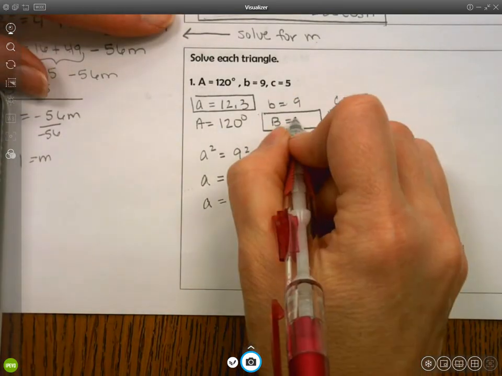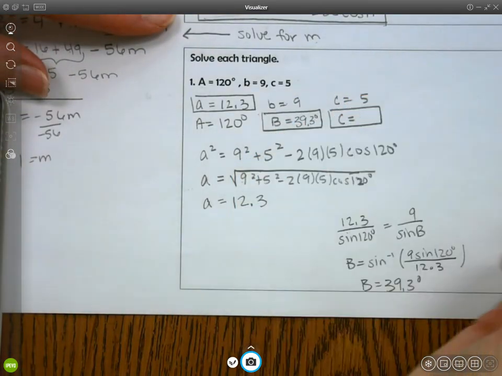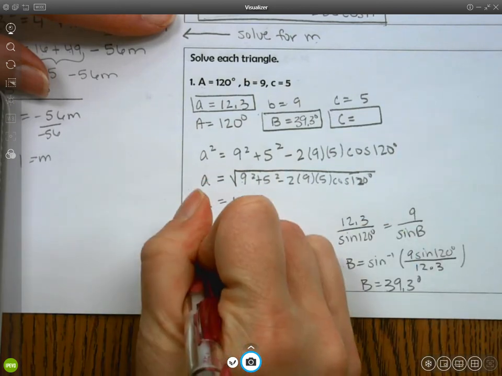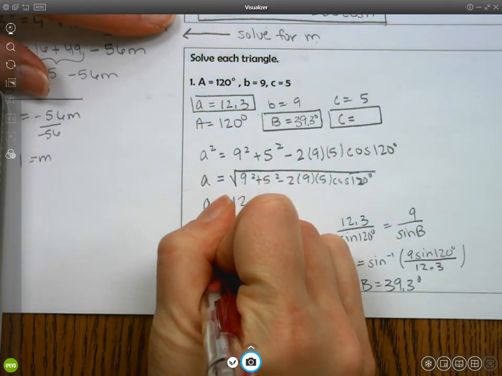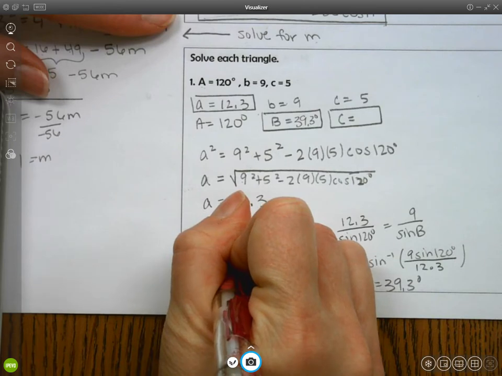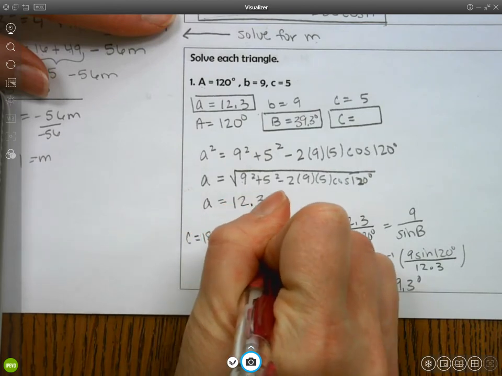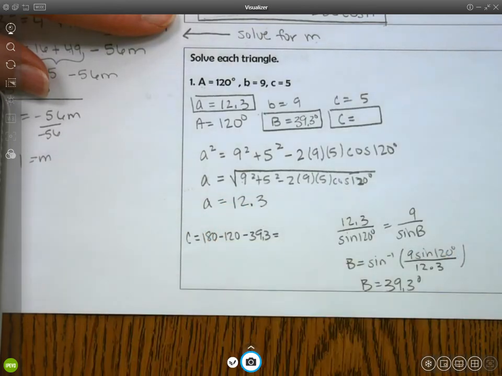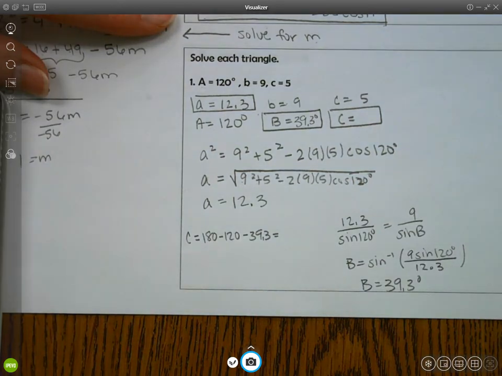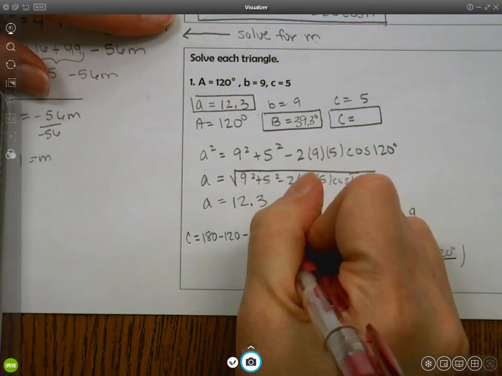All right, so once you know two angles, you can find the third angle of a triangle just by subtracting. So we can get angle C by doing 180 minus 120 minus 39.3. And we get 20.7.